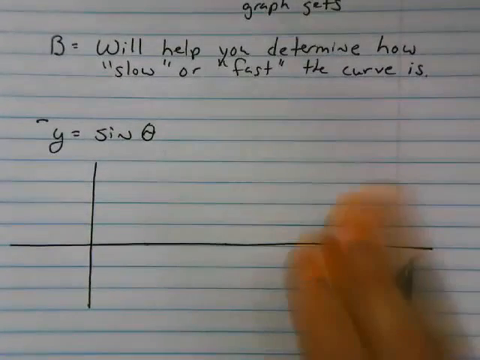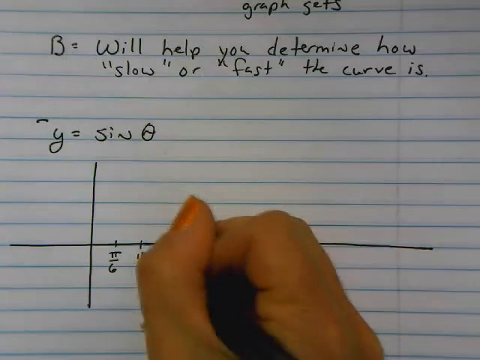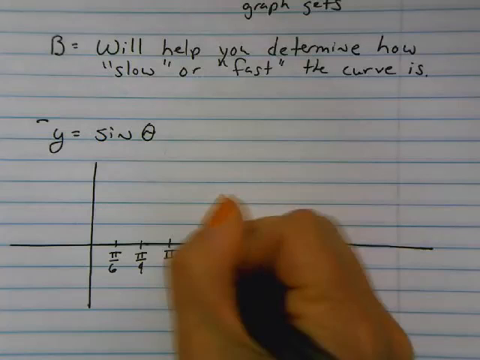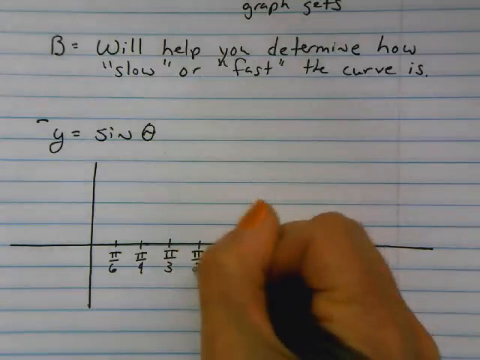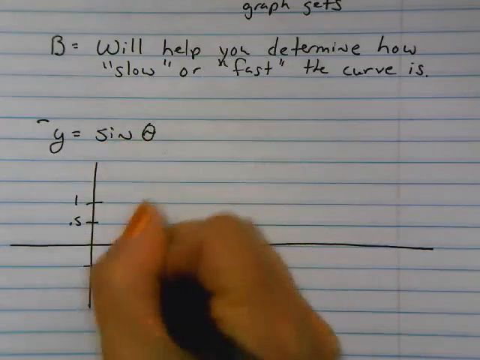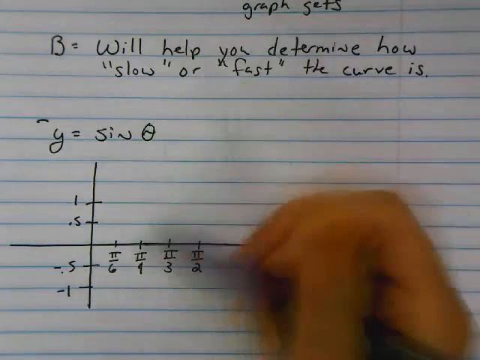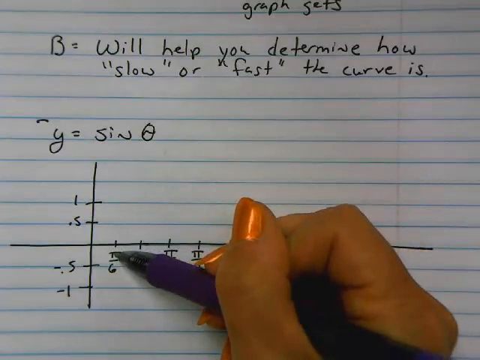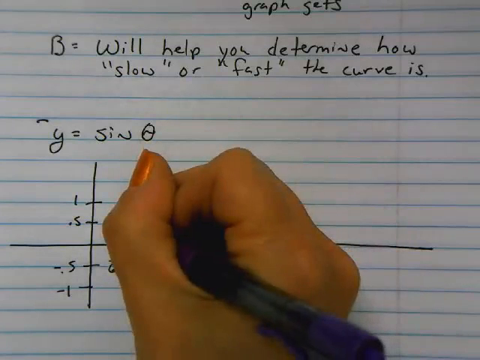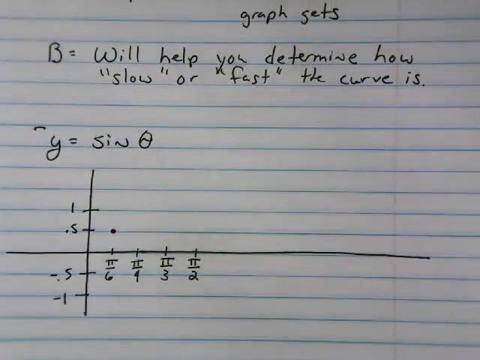Now, if you think back to the table that we made, we have pi over 6, pi over 4, pi over 3, pi over 2. That takes care of quadrant 1. Now, using your table, pi over 6, the sine was 1/2. Pi over 4 was the square root of 2 over 2.